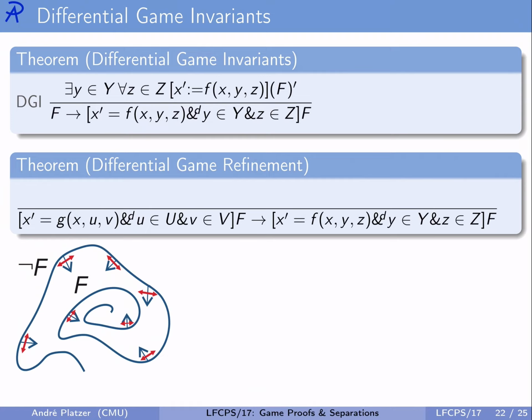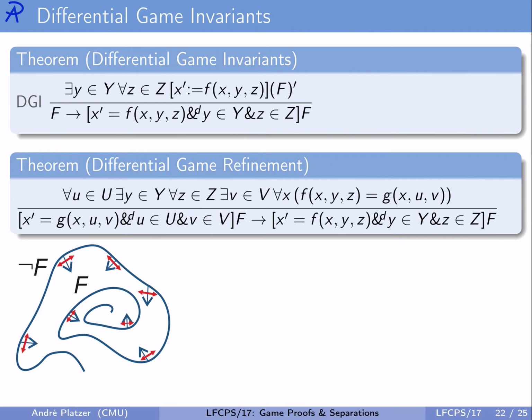But the more interesting case is, what if there is actual input by the two players? Likewise, there's a differential game refinement principle, where we say if we have one differential game where we would like to make f happen for Demon, and another differential game where we'd also like to make f happen for Demon, then how do the two relate?